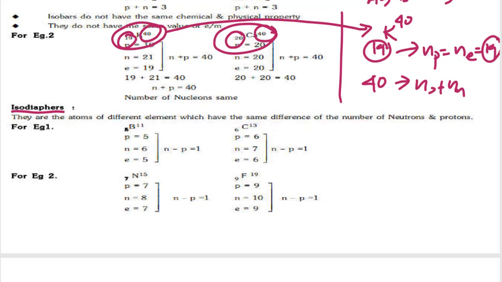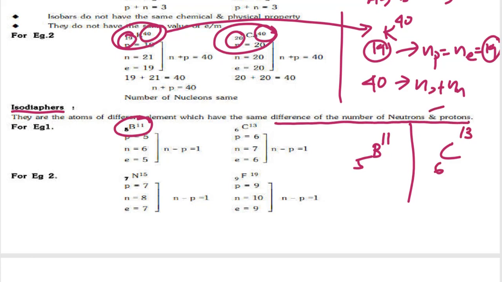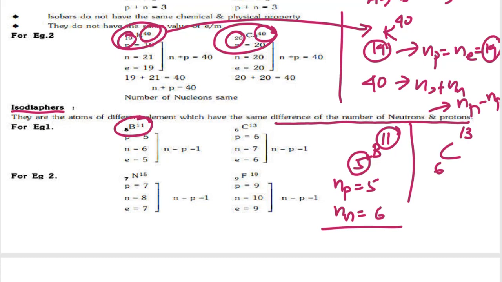The example is here: boron, atomic number 5, mass number 11. Carbon has an isotope here, 6 and 13. If you want to calculate the difference of the number of neutrons and protons, that means number of neutrons minus number of protons. So first calculate for this one. 5 is the number of protons, and if the mass number is 11, the number of neutrons will be 6. Right? So the difference is 6 minus 5, which is equal to 1.